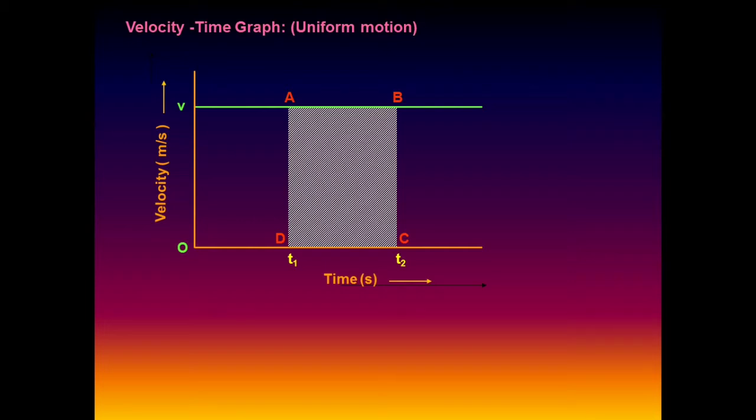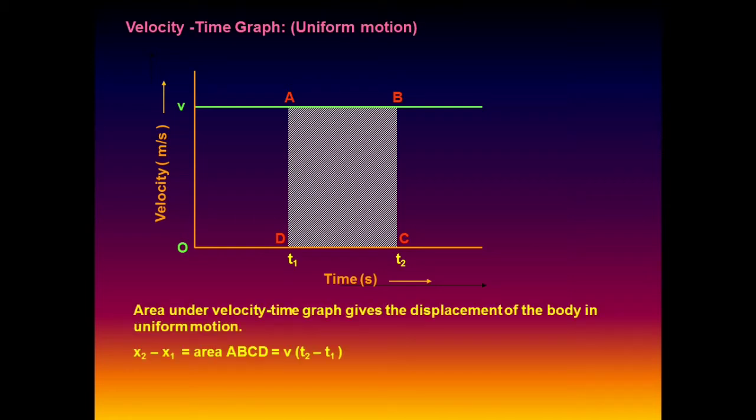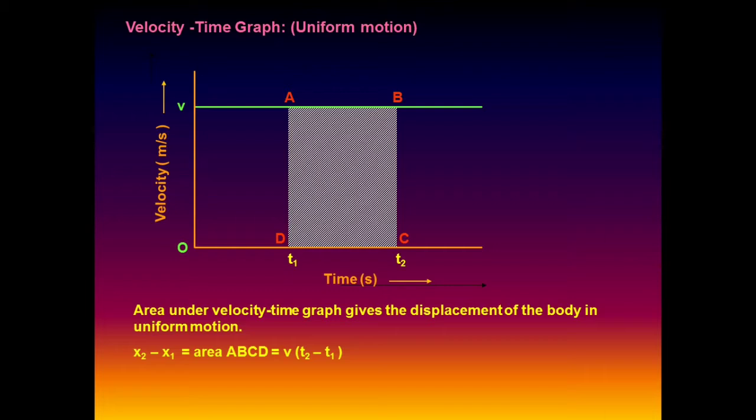The area of the rectangle ABCD means you have to take AD into DC, which is equal to v into t2 minus t1. So velocity into time, what you will get? You will get the displacement, that is, area of ABCD, which is equal to v into (t2 minus t1), that is velocity into time, so the displacement.